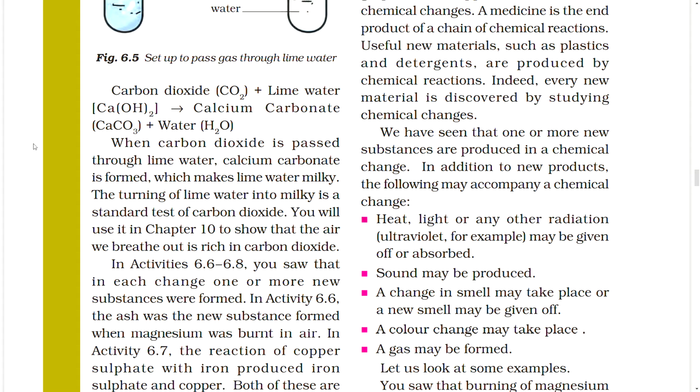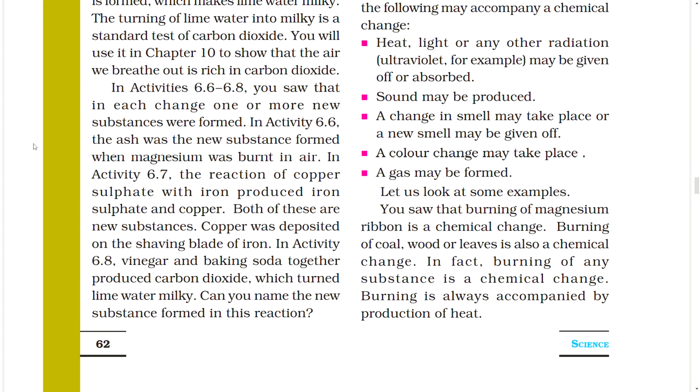Sound may be produced. A change in smell may take place, or a new smell may be given off. A color change may take place. A gas may be formed. Let us look at some examples. You saw that burning of magnesium ribbon is a chemical change. Burning of coal, wood or leaves is also a chemical change. In fact, burning of any substance is a chemical change. Burning is always accompanied by production of heat.